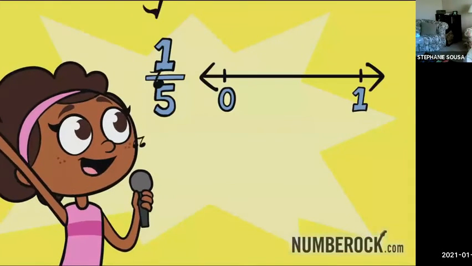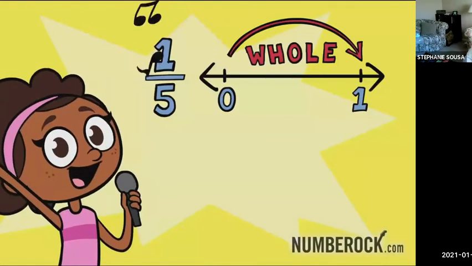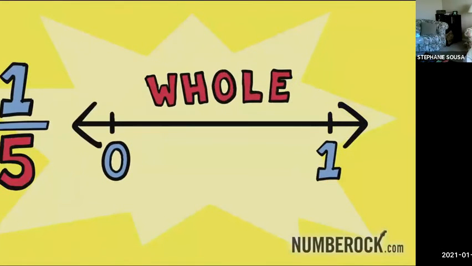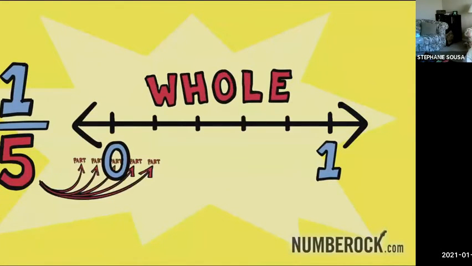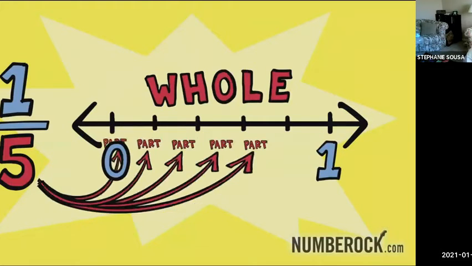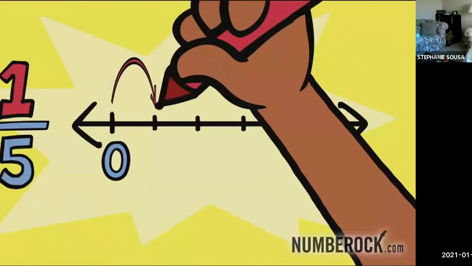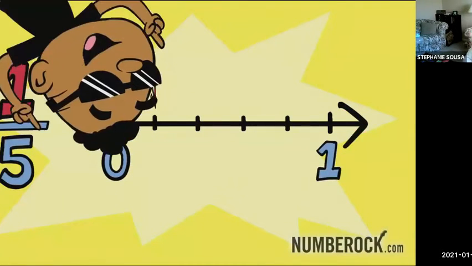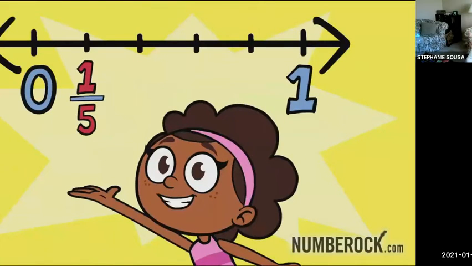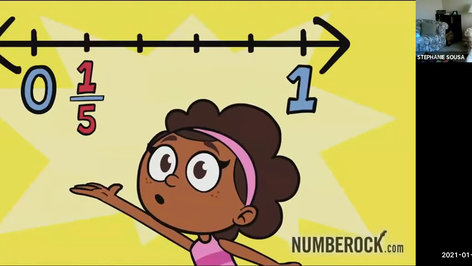0 to 1 is the whole that we split apart. The denominator tells us into how many parts. Make the line that starts from 0 to the first part. And 1/5 is what you'll find when you get that far.